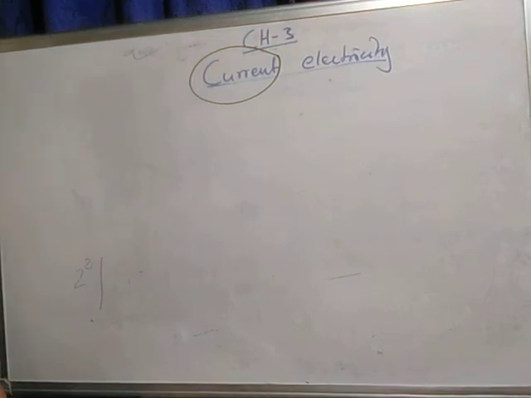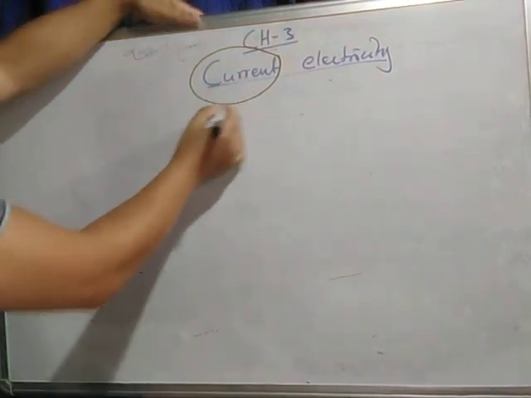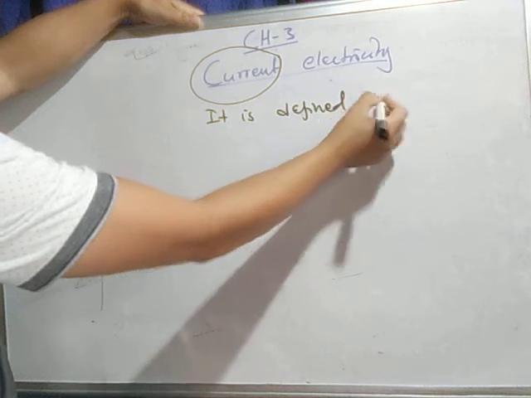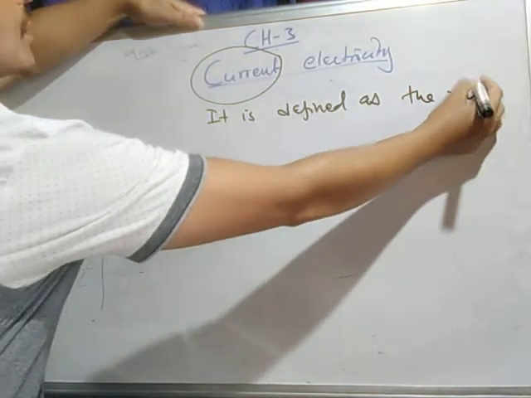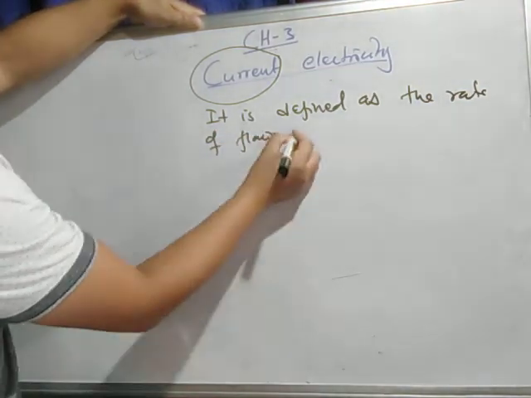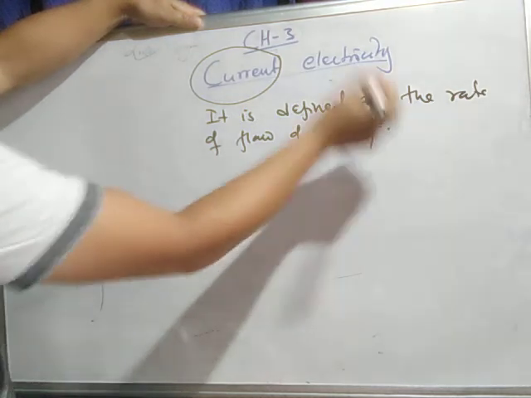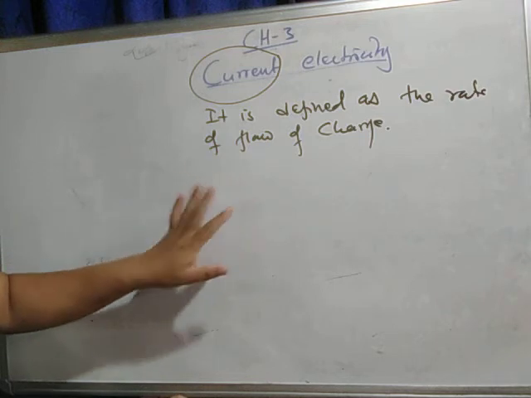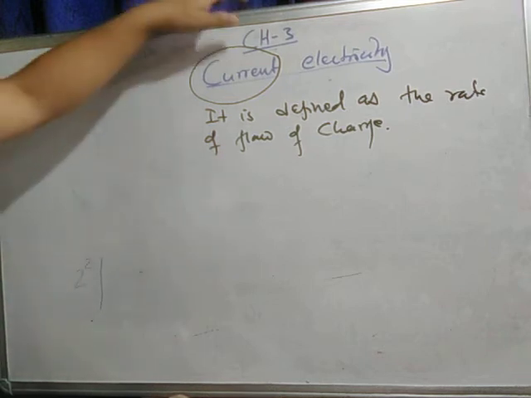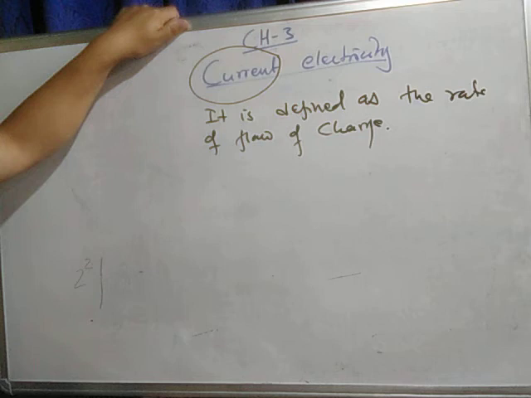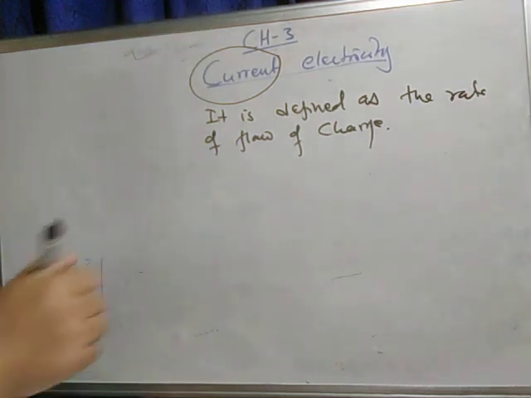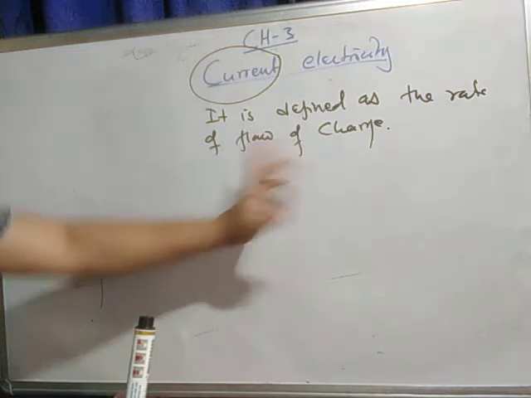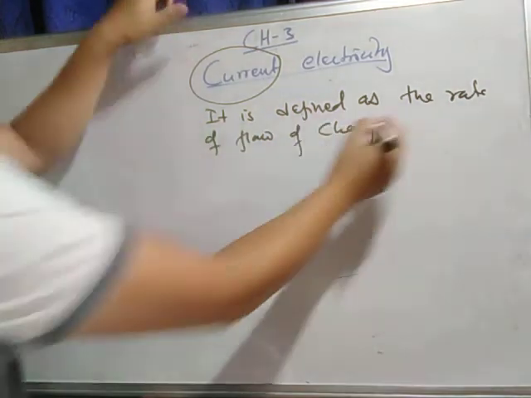Write down the definition of current. It is defined as the rate of flow of charge, isn't it? The rate of flow of charge. You know this one, it's a flashback of class 10. Today we'll recap this because we need it for further coming topics. So current is defined as the rate of flow of charge, or you can write this as net charge.